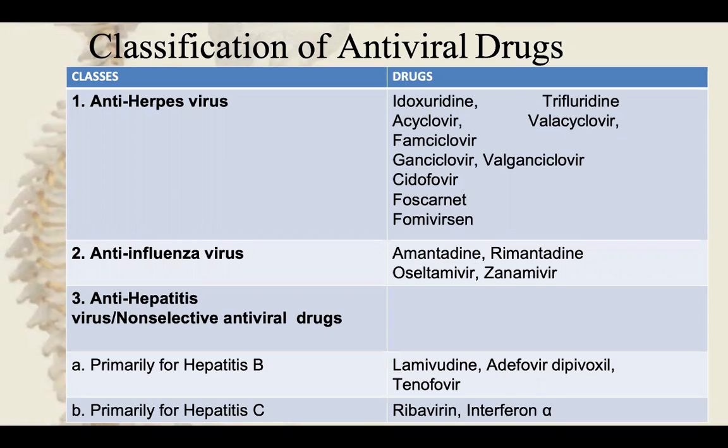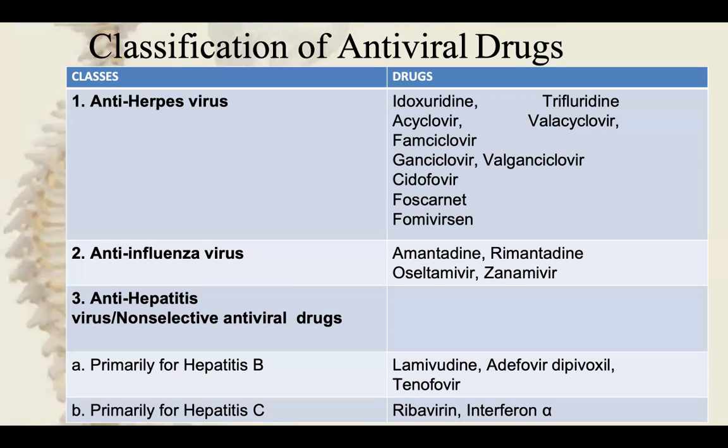Then influenza is a viral disease. So anti-influenza drugs are amantadine, rimantadine, oseltamivir, and zanamivir. These are against influenza. Mostly in this group, you can learn about amantadine and rimantadine. These are mostly applied against influenza virus.